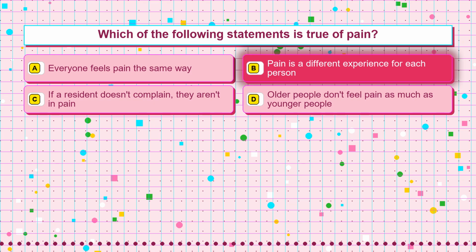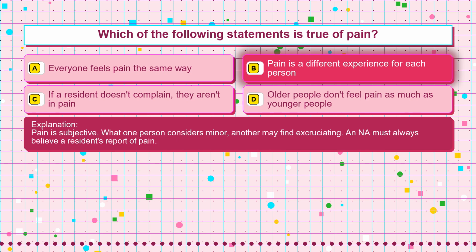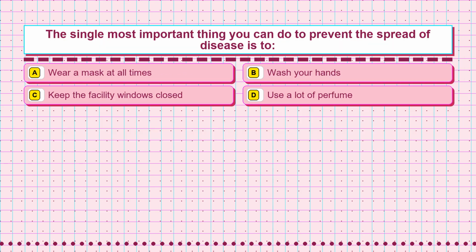The correct answer is option B. Pain is a different experience for each person. Pain is subjective. What one person considers minor, another may find excruciating, and NNAAP must always believe a resident's report of pain.